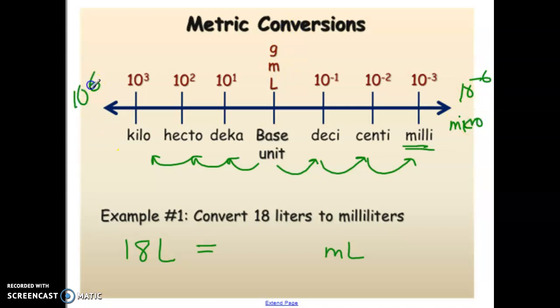So 10 to positive 6 was mega. All right, so there would be 3 movements here, right? It'd be like 1, 2, 3. Okay, so 18 liters. So imagine the decimal point is there. We're going to move it 3 times to the right to get to milli. So you would then fill in that spot with 0. So 1, 2, 3. So really 18 liters is 18,000 milliliters.